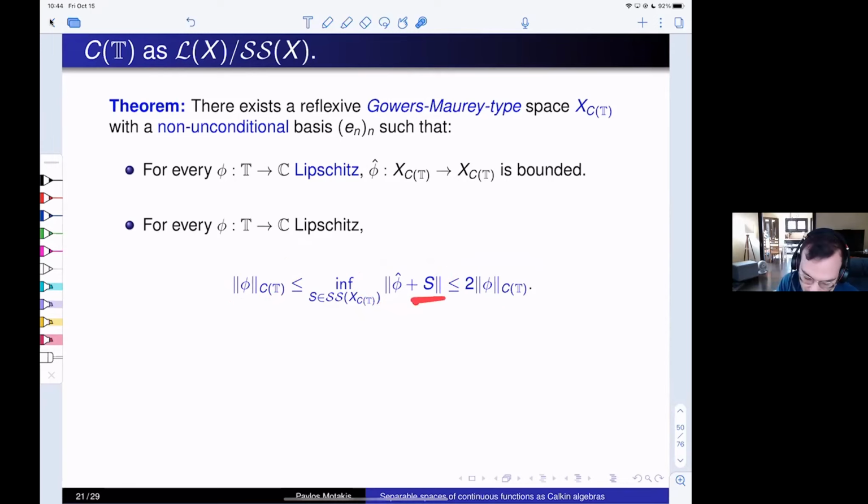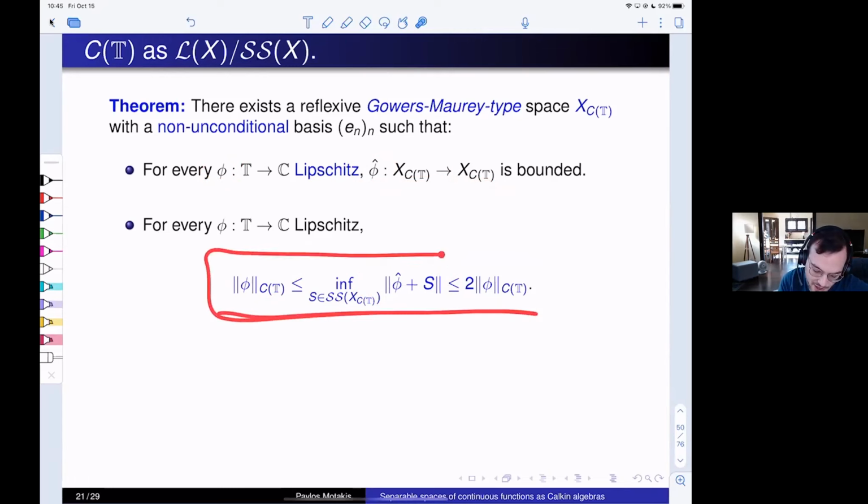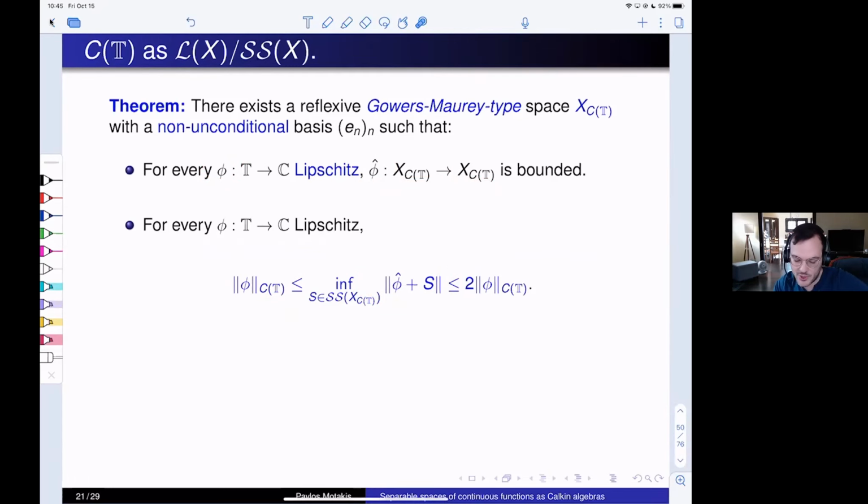And it's important here to mod out the strictly singular operators because these phis here, their phi hats are always bounded, but the norms are not necessarily comparable. The norm of this might be much larger than this. You have to mod out the strictly singular operators. So these are two things. What you have achieved so far is you have kind of represented C of T, or at least the Lipschitz functions inside C of T, inside the quotient L of X over S of X.